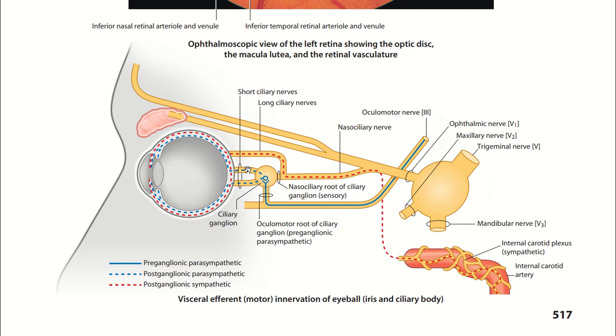So what will happen is this: they will enter the layers of the eye, most importantly the middle layer, the vascular layer. So they'll be running within your choroid, right? And then they will supply your ciliary body right here, the ciliary muscles, and also supply your sphincter pupillae muscle that brings constriction of the pupil. That's what we call miosis. You understand?